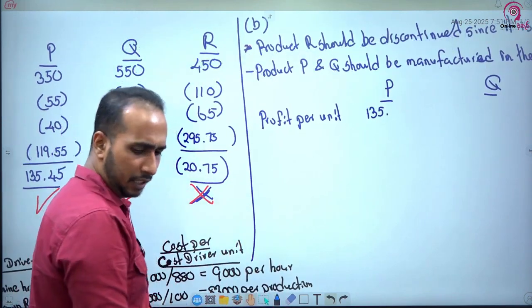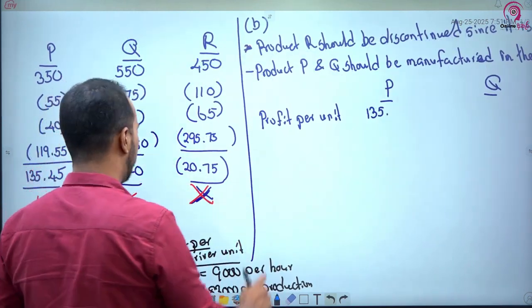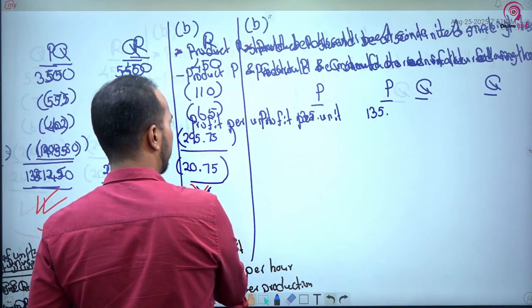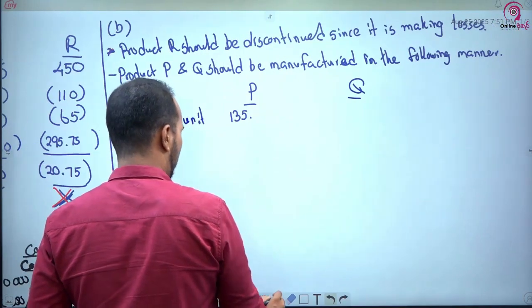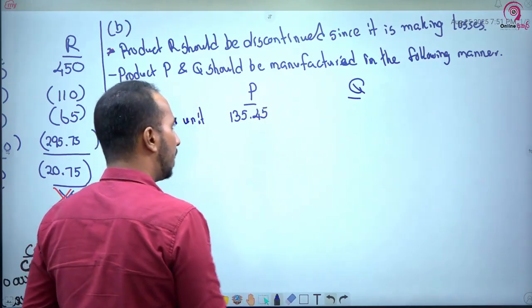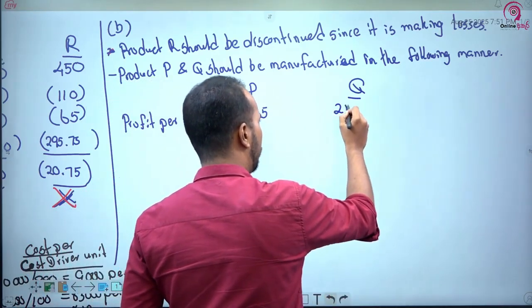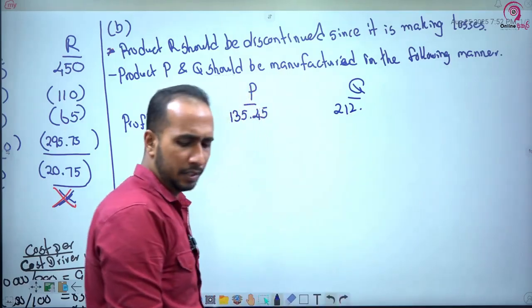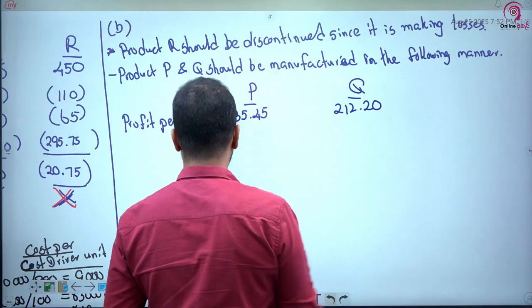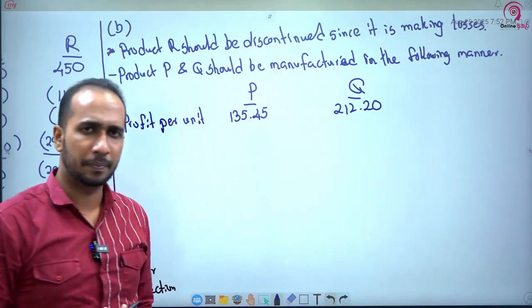135 rupees and 45 cents. And for product R, 212 and 20 cents. When it comes to product Q, it is 212 rupees and 20 cents. Right, so this is the per unit profit.